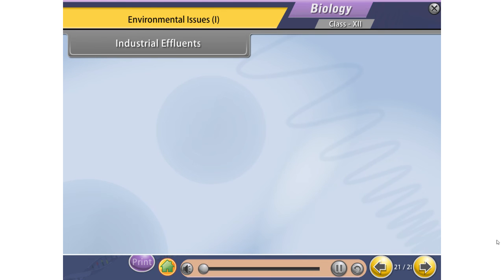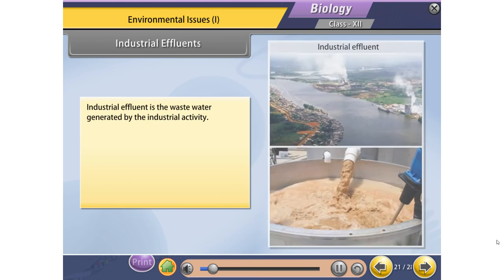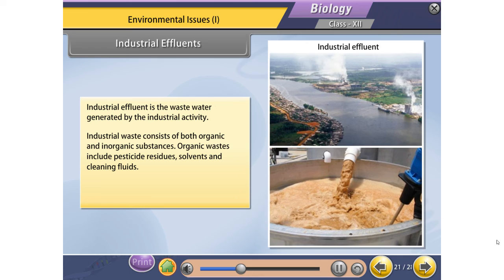Assessment. Industrial effluents. Industrial effluent is the wastewater generated by industrial activity. Industrial waste consists of both organic and inorganic substances. Organic wastes include pesticide residues, solvents, and cleaning fluids. Effluents can also contain inorganic wastes such as brine salts and metals.